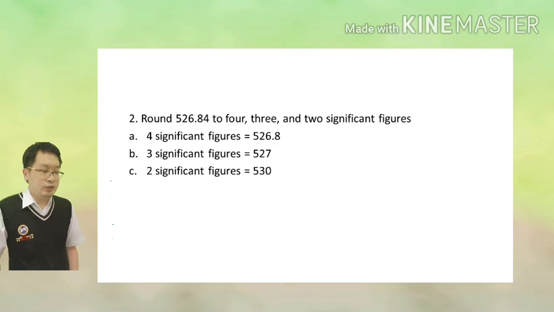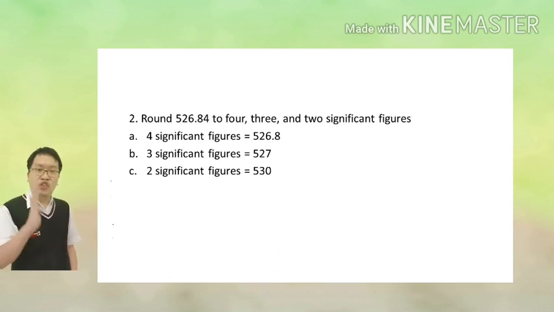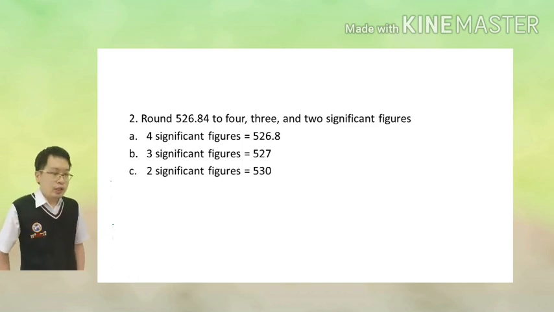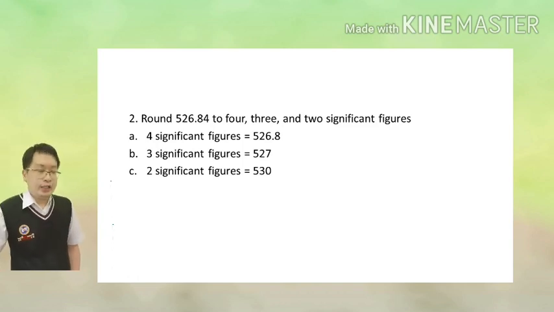The number given is 526.84. Let's go to how to solve 4 significant figures. Don't directly write the answer first, if you are not really strong in rounding.